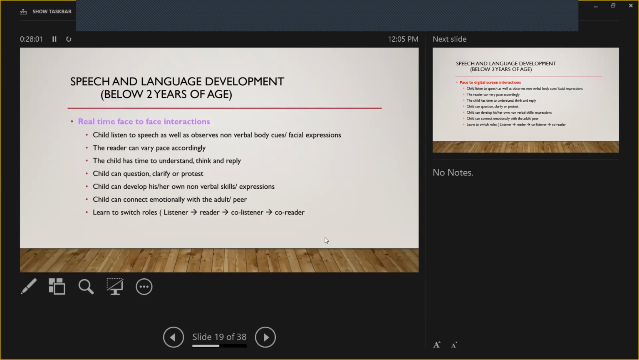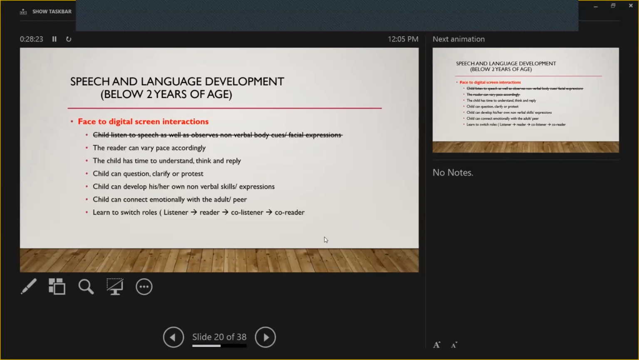Okay? Then the child can develop her own non-verbal skills. He can connect emotionally with the adult, and they can learn to switch roles. That means I can become the listener, the child the reader, or the child the listener, I am the reader. Okay? Does this happen with the screen? Face-to-face? No. There are no cues.